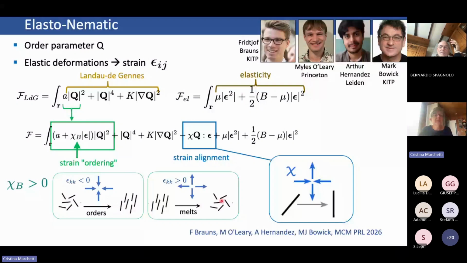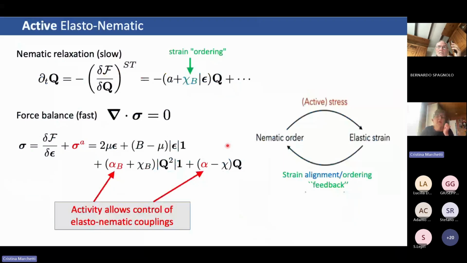Now, this is still just a free energy. So in principle, these terms are all allowed in an equilibrium system. So what's the difference about introducing activity, which in this case is mostly contractile activity due to these actin fibers?